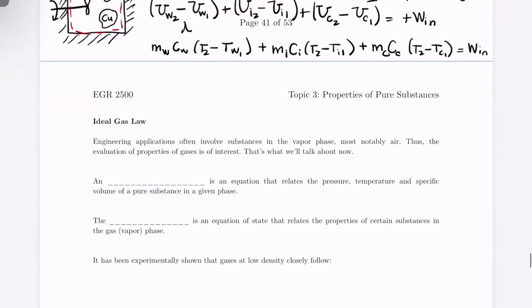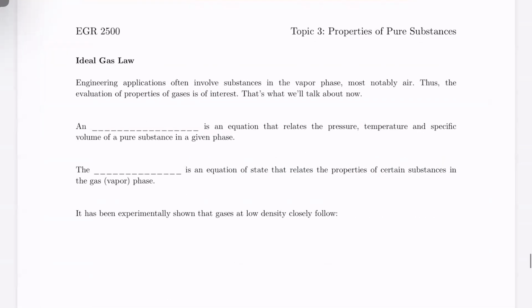Right, so we're going to wrap up the topic today, I think. And we're going to change gears just slightly. We're going to talk about the ideal gas law today, which hopefully you've heard of before in chemistry or physics, potentially.